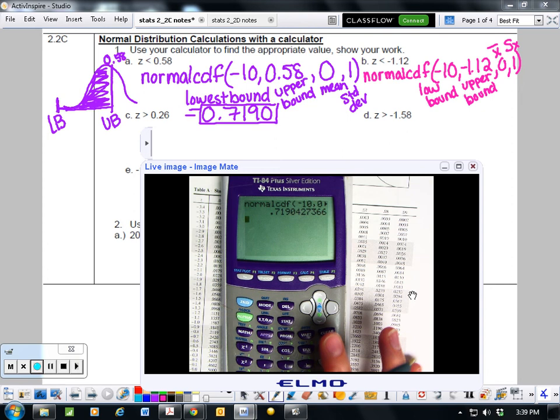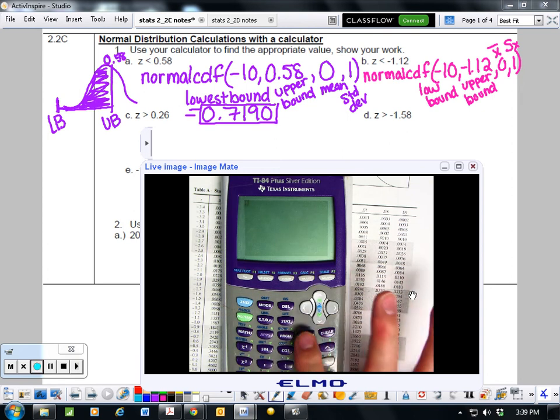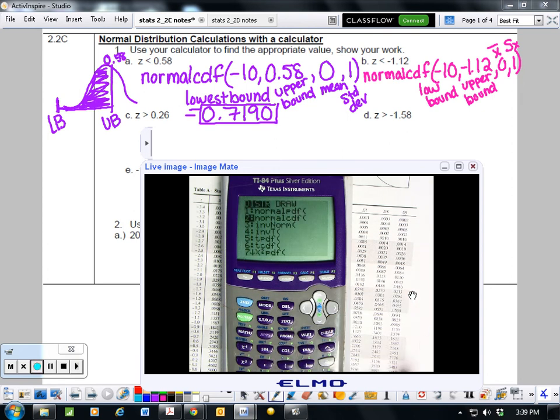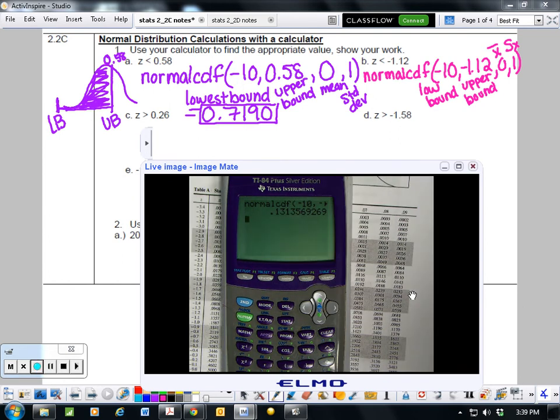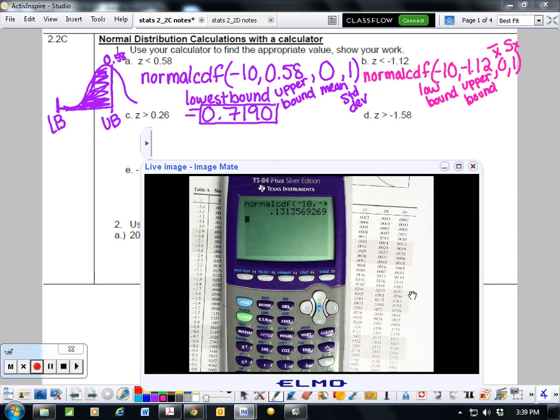I'm going to hit clear. We're going to go back and do second distribution, normal CDF. My lower bound is -10. My upper bound is -1.12. And I have that mean and standard deviation. I hit paste, enter, and now I get the 0.13135. So 0.1314.